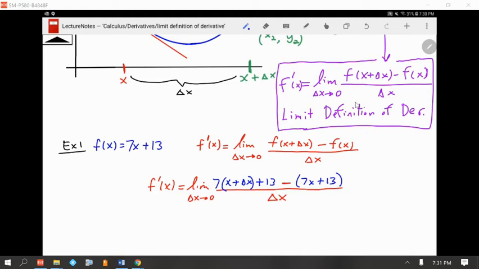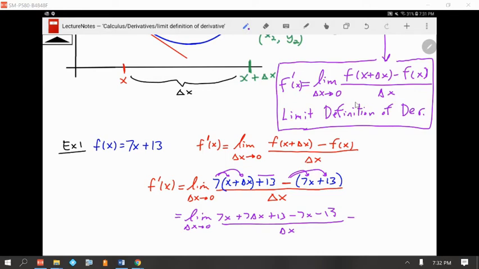Now, what is the more math that I can do here? I can distribute on top. What is 7x? 7x. What is 7 times delta x? That would be plus 7 delta x. What's a plus 13? Plus 13. Minus 7x, and then minus 13. This is some cool algebra, right? Algebra is happening, and you guys are like, wait, we're starting school already?